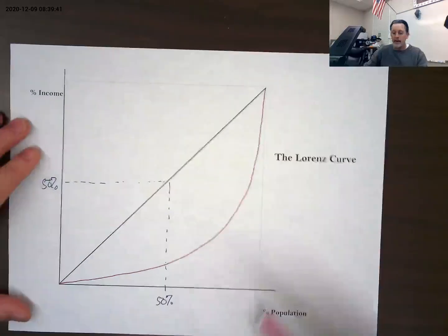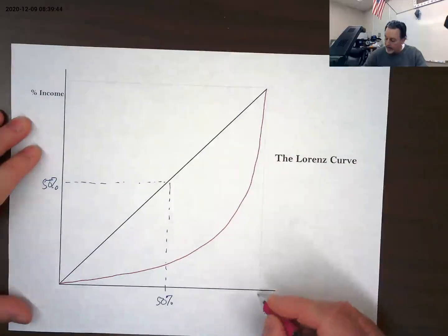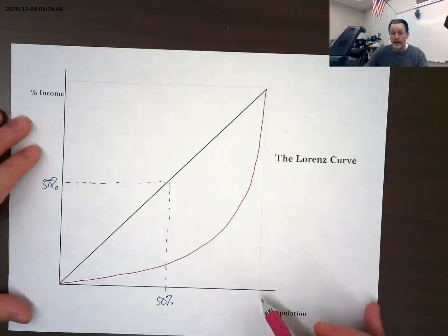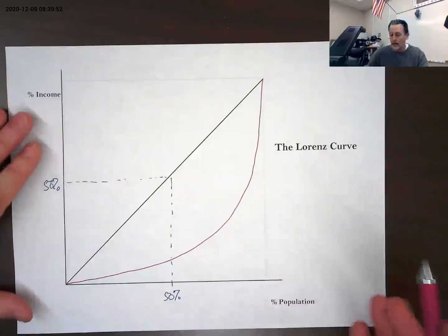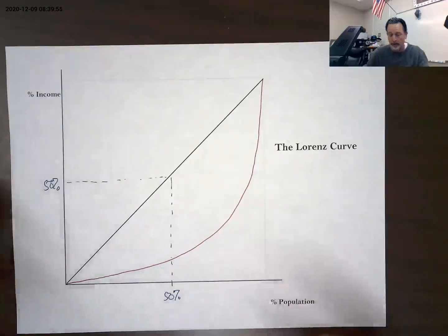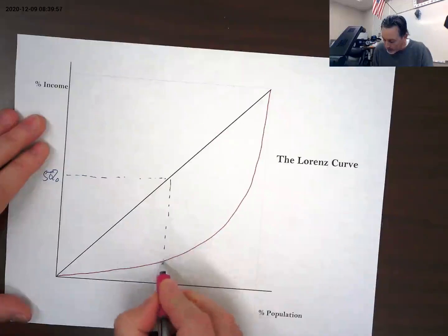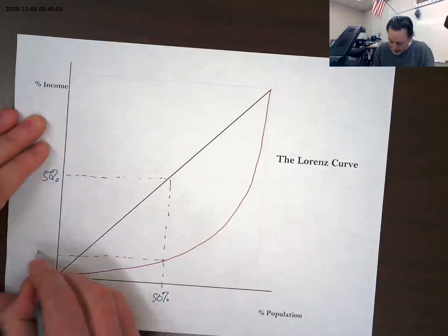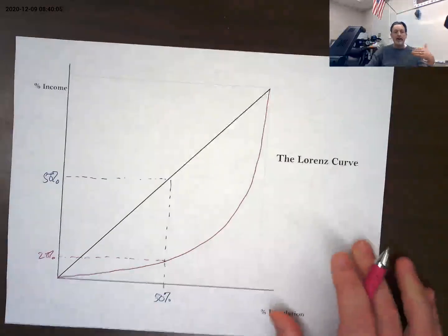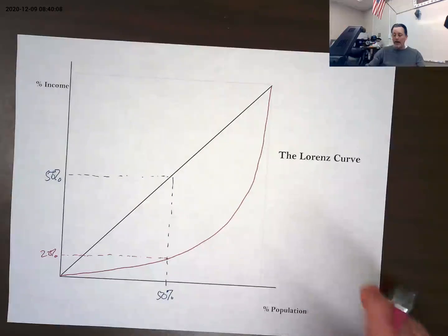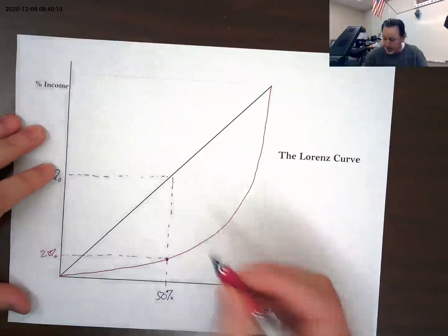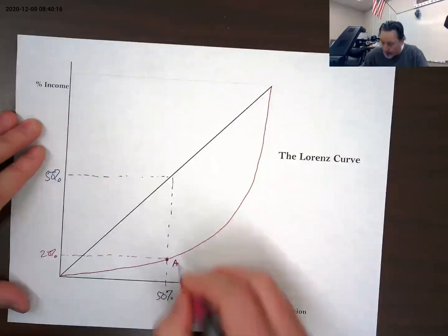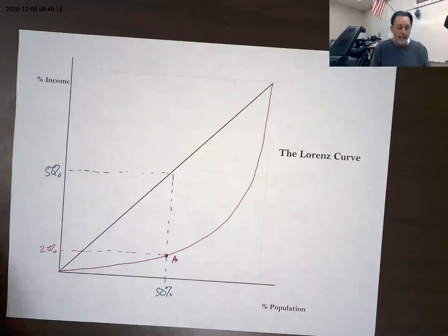All right, and notice on the outside here, my Lorenz curve does not go outside the 100% population line, and that's important because obviously you can't have more than 100% of your population. In this particular case, we can see that 50% of our population, and again, I'm ballparking this, holds about 20% of our income. And I'm going to use labels to help my explanation. So I'm going to label that point A.